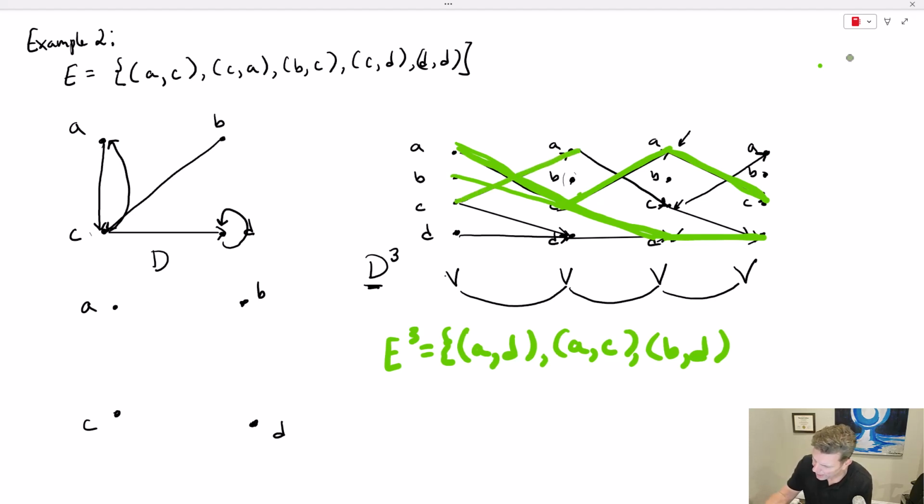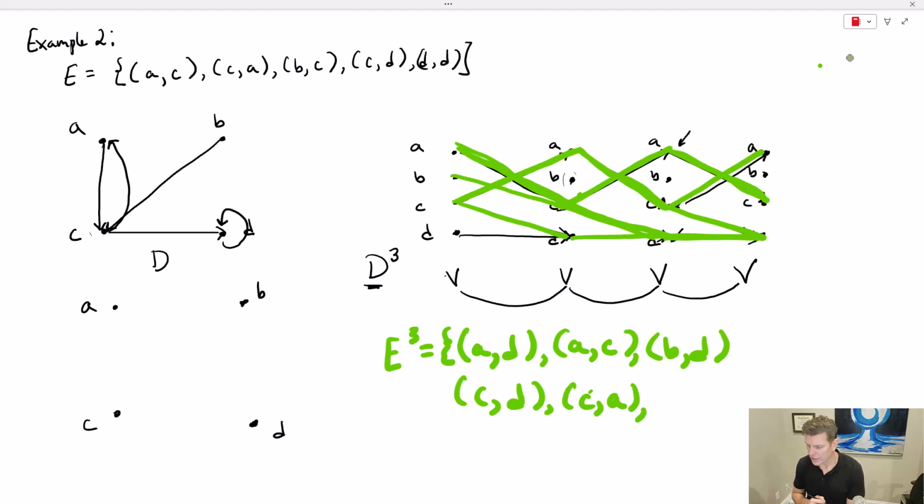Next, we'll say C goes to A goes to C goes to D. So that means that we're going to have C going to D. Then we'll have, again, C goes to A goes to C goes to A. So we have C goes to A. And then we'll have C goes to D, goes to D, goes to D. But we already have that particular walk of length 3, so we don't need to include that one. We already have that walk. So finally, we're going to look at D. We got D goes to D, goes to D, goes to D. So we get D, D as the last walk of length 3.